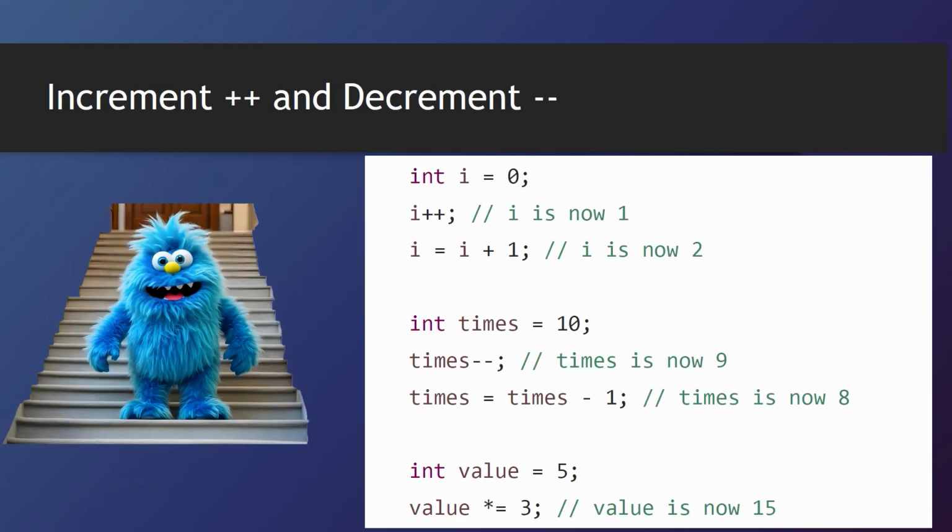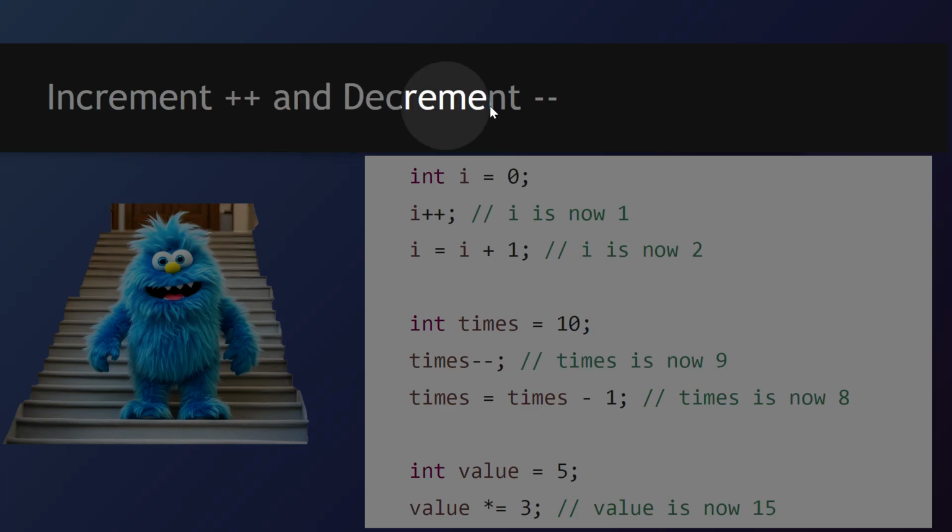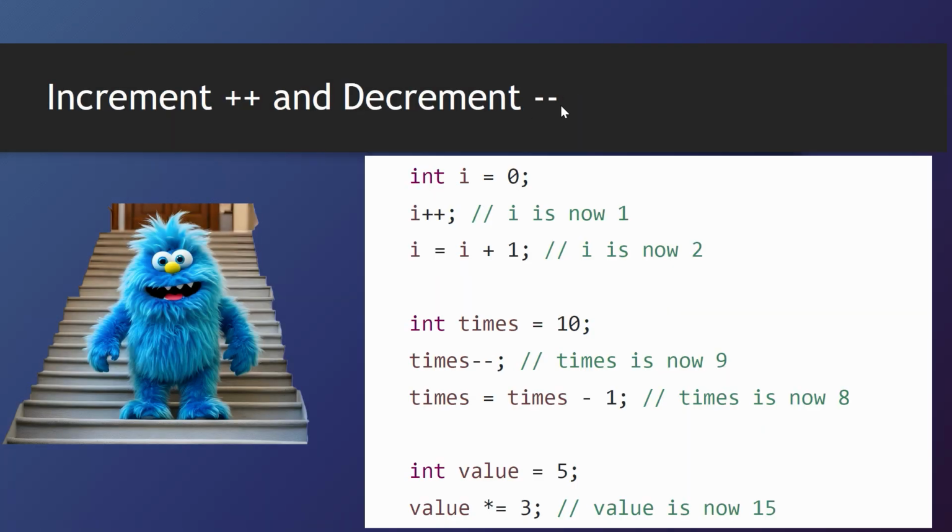Java has an increment and decrement operator that add and subtract 1 from a variable. These are read as plus plus and minus minus. The expression i plus plus, for example, is equivalent to the expression i equals i plus 1. In this example, i has a value of 0. After we execute i plus plus, i now has a value of 1. If we were to then say i equals i plus 1, i now has the value of 2. These two expressions are equivalent.